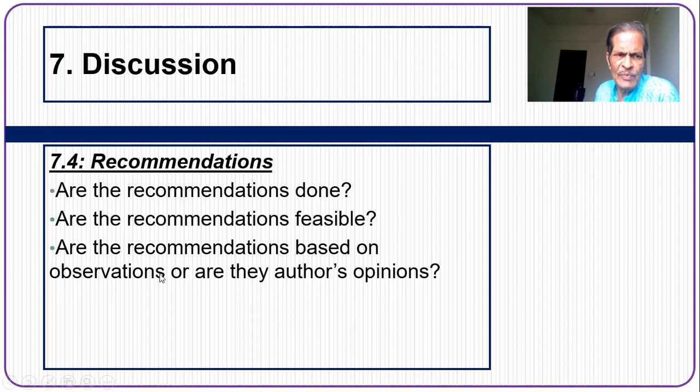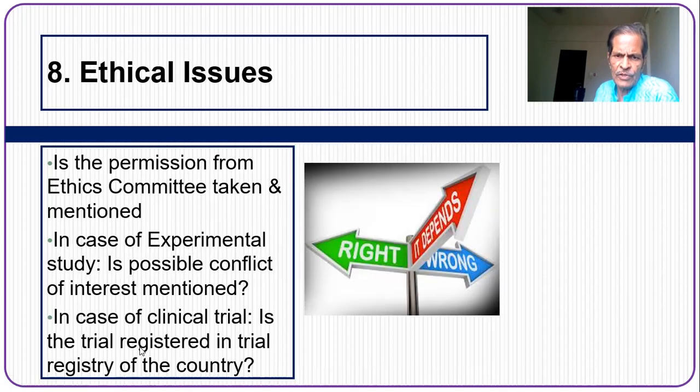So these things must be seen in the recommendations: whether the recommendations are feasible, and whether the recommendations are based on the observations, or they are just based on the author's opinion. And there are certain ethical issues in the study. So one can find out whether certain things are there or not in the study.